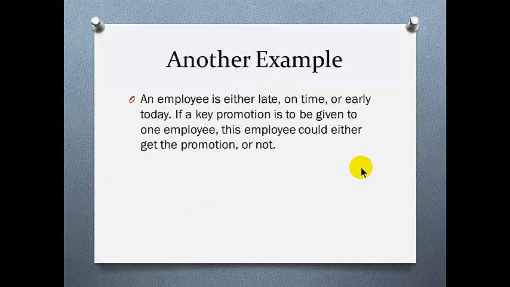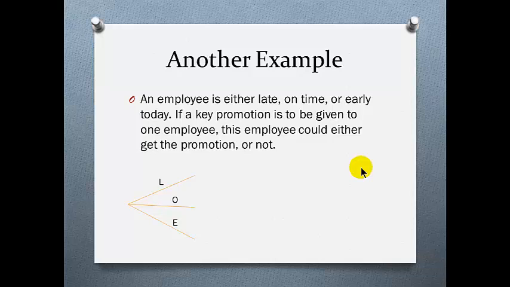Let's do another example. Back to our employee. He's either going to be late, on time, or early today, and we're going to give out a key promotion. Now, this promotion may or may not go to this employee we're looking at. And so we're interested, if he's late, does he still get the promotion? If he's early, does he not get the promotion anyways? So what are all the possible results from such an experiment?